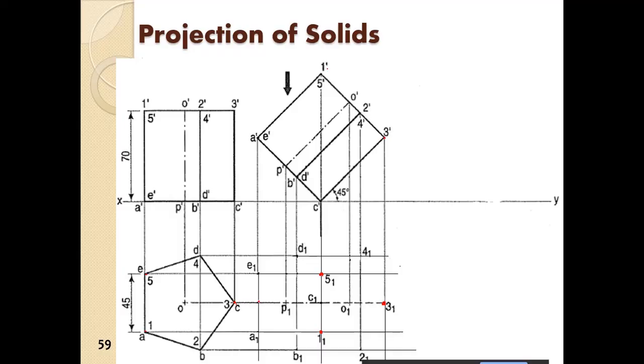So that is actually 3 dash. 3 dash is projected to this point. Then 4 dash is projected to this point. 2 dash is projected to this point. So 2 is projected to this point. Now we have the face. When this face is rotated at 45 degrees, how will it look from the top? We have this face here.